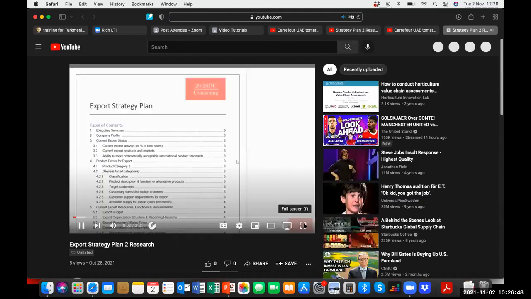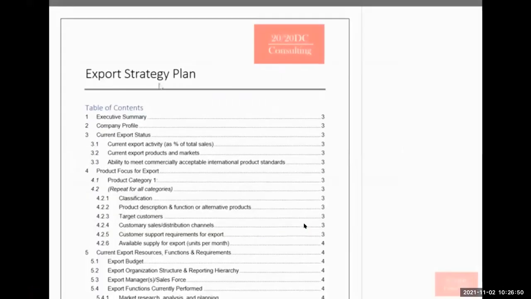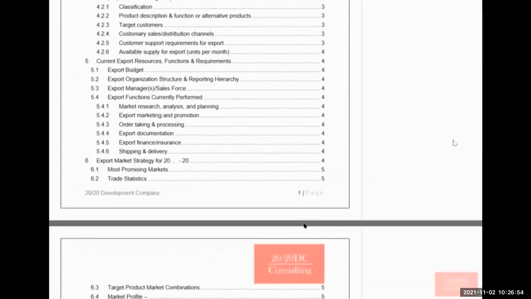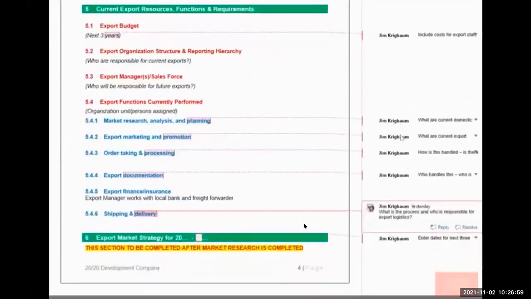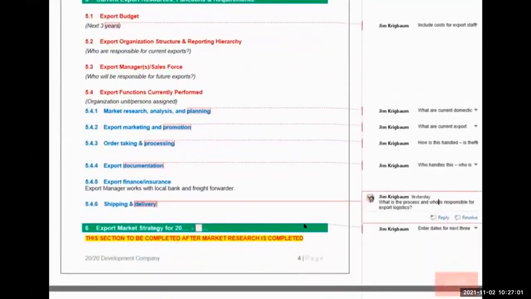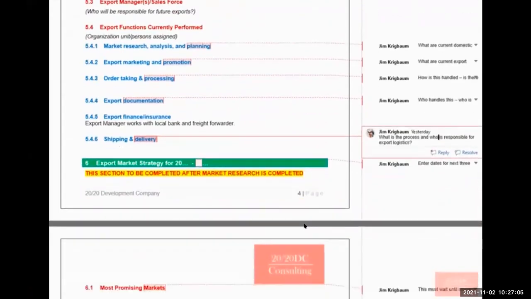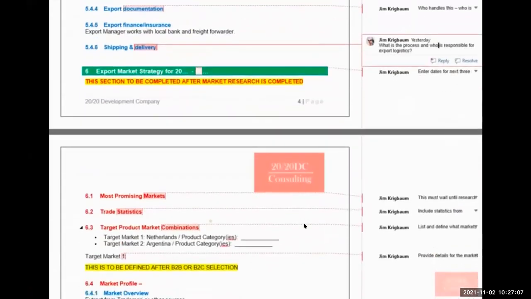Okay, now that we've done research, we're back to being able to work on our export strategy plan. So we can begin by coming down here to where we left off, which was the section on export to market strategy. So you want to plug in the year there. That's the first thing. And then most popular markets based on the data that you've worked on from TradeMap and from your research on the other databases.